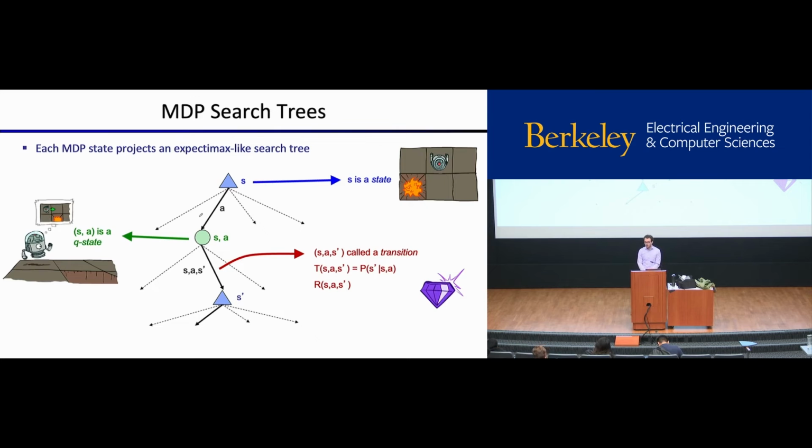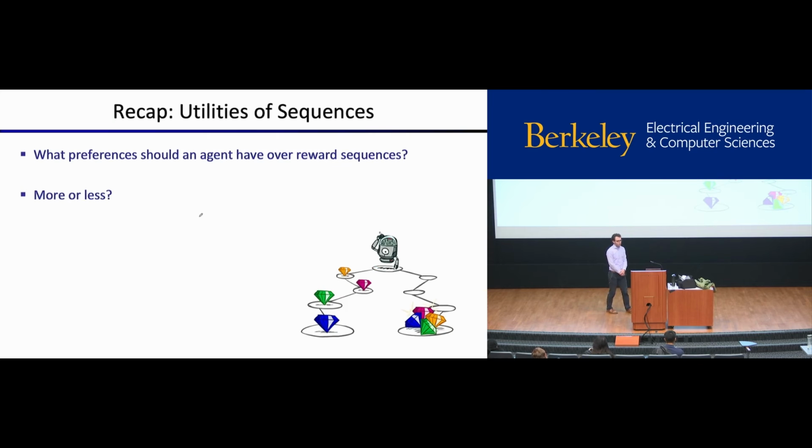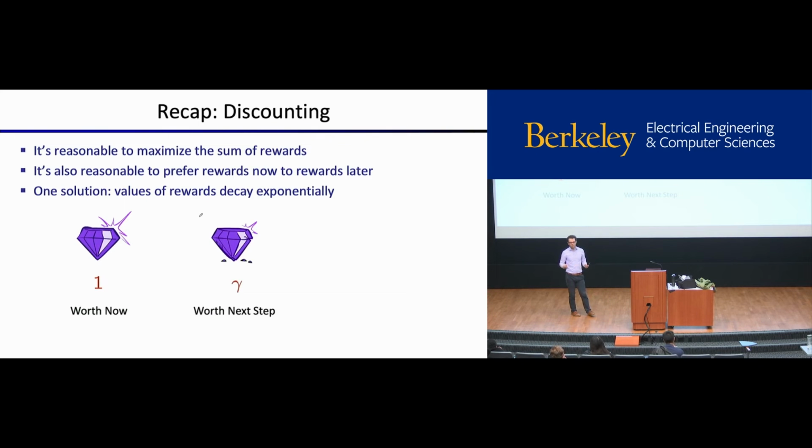Okay? All right, a little bit more recap from last time. We talked about utilities of sequences. We said, if I can get gems along the way, or I can get all the same rewards later, which one do I prefer? And we said, generally, we prefer more rewards to less rewards, and we prefer sooner rewards to later rewards. The way that we were going to capture this was with this idea of discounting. Discounting basically says, this gem is worth 1 to me now, but if I saw it 1 time step away from now, it's worth gamma. And if I saw it 2 time steps into the future, it's worth gamma squared, right? So it's decaying the value of this gem off into the future.